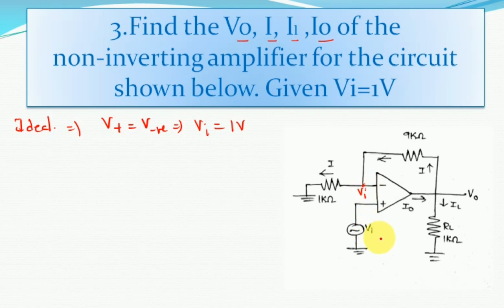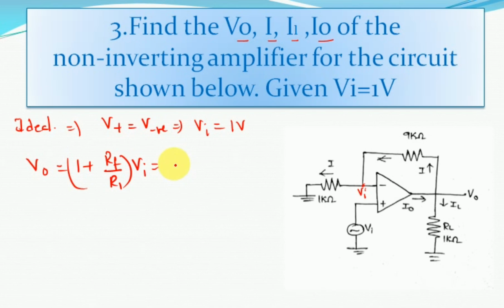If you observe this, it simply looks like the ideal non-inverting amplifier circuit. So for the ideal non-inverting amplifier circuit, we can find the output voltage V0 from the basic formula as 1 plus Rf by R1 into Vi. They have given Rf as 9 kilo ohm, R1 as 1 kilo ohm and Vi as 1 volt.